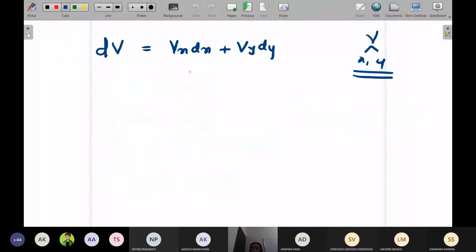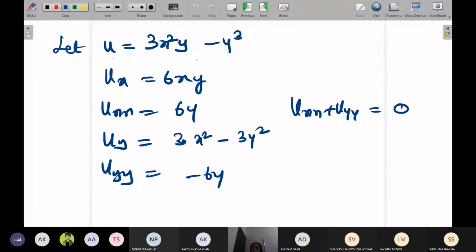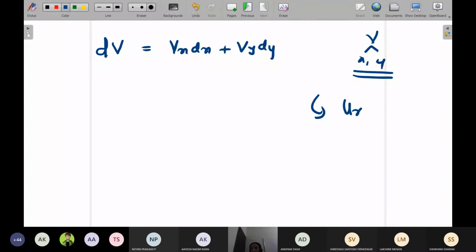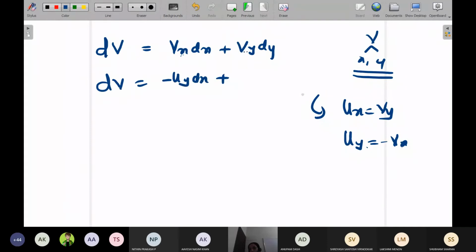How will you calculate vx and vy? You don't know. Since it is harmonic, you know that the given function will be analytic. Since it is analytic, it will satisfy CR equations. What are CR equations? ux is equal to vy and uy is equal to minus vx. Replace it. dv will be equal to, in the place of vx, minus uy into dx. In the place of vy, you can replace it by ux into dy.